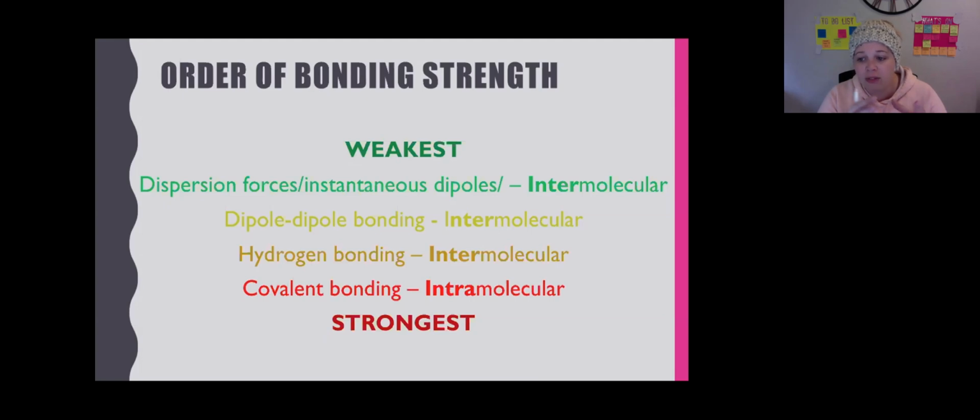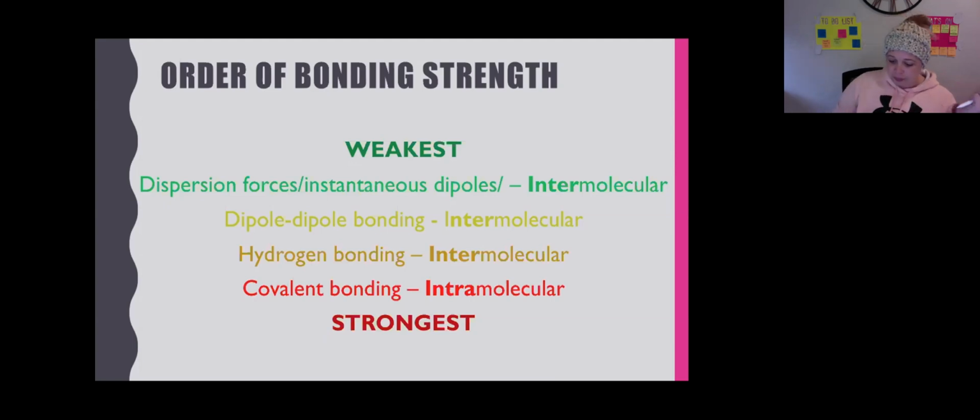Now, the evidence for the bonding in this order is the fact that melting and boiling points are quite low for things that only exhibit dispersion forces, all the way up to hydrogen bonding where they get a lot higher. And if you are trying to decompose or split apart a molecule by breaking apart its intramolecular bonds, that's going to take a lot more energy. So the evidence for the bonding in this order is the melting and boiling points. As the bonding strength increases, the melting and boiling points increase also.